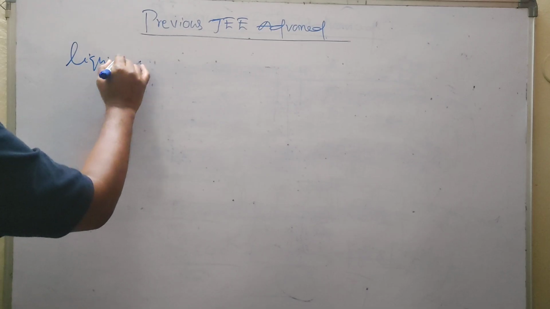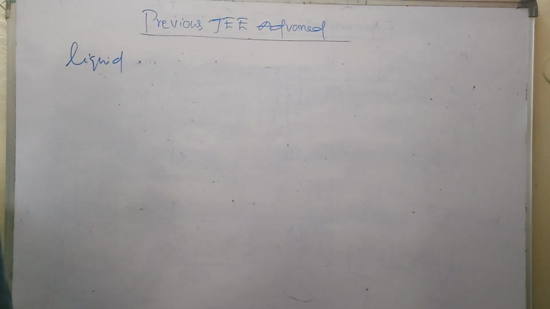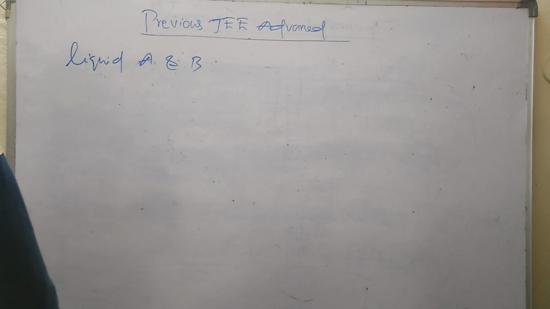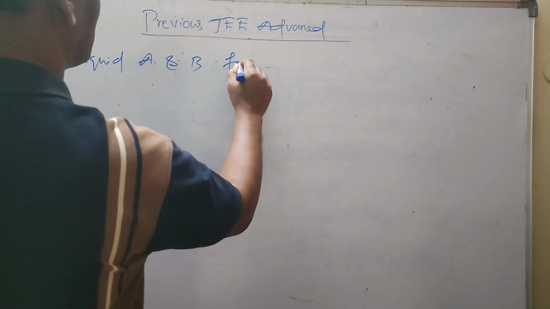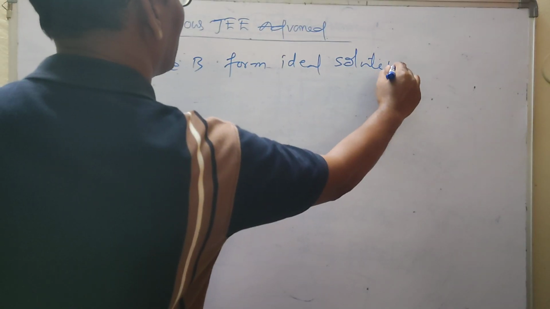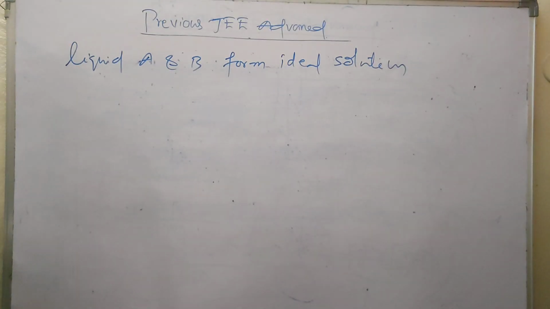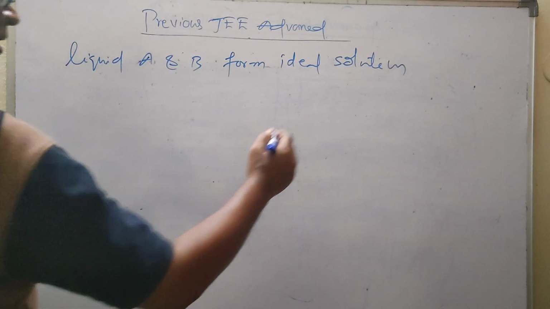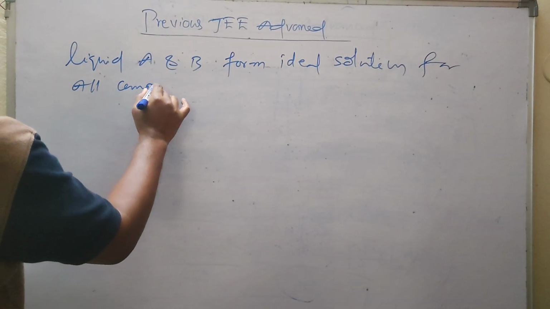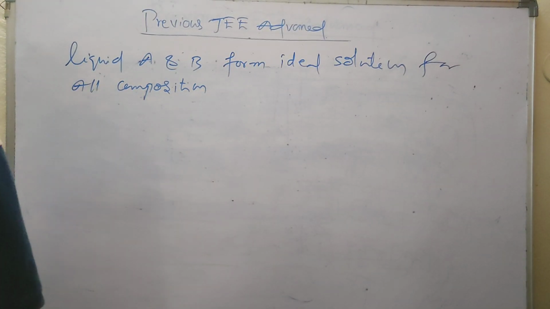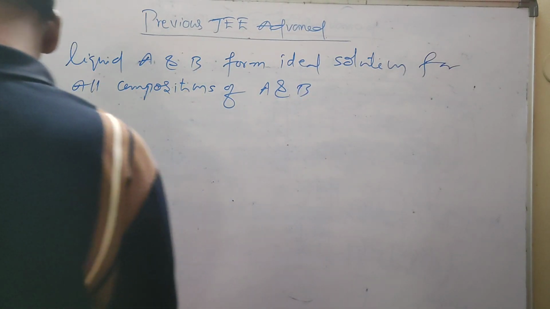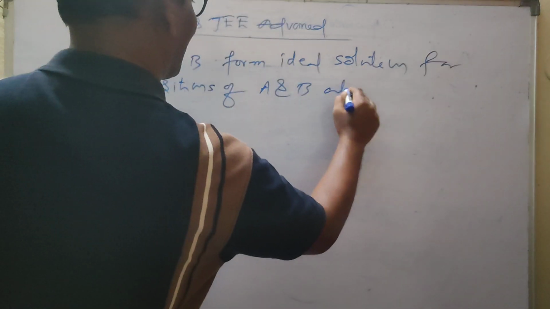Liquid, simultaneously you also write with me. Liquid A and B, okay? Form ideal solution. Liquid A and B form ideal solution for all compositions of A and B at 25 degrees centigrade.